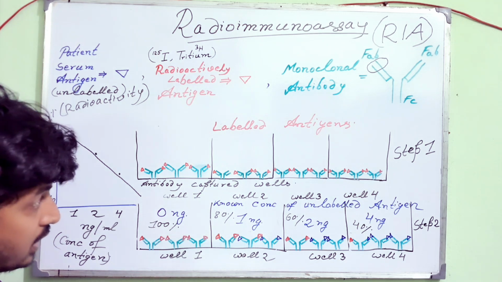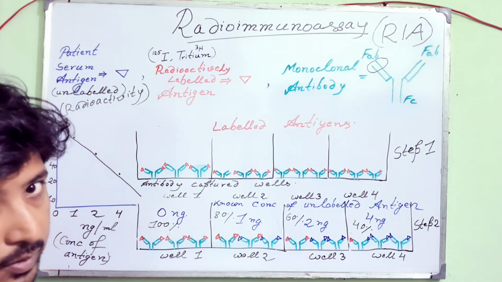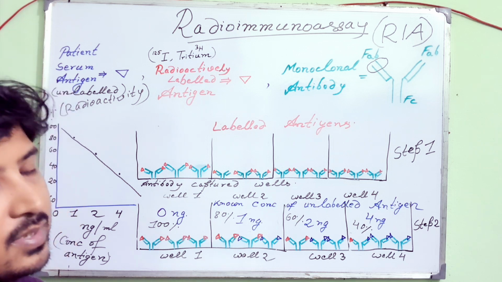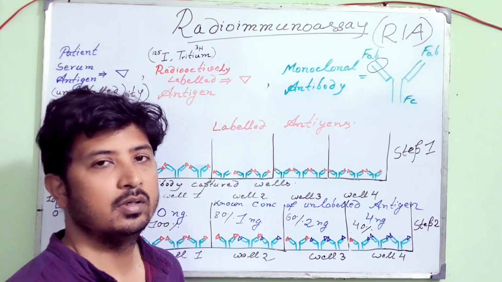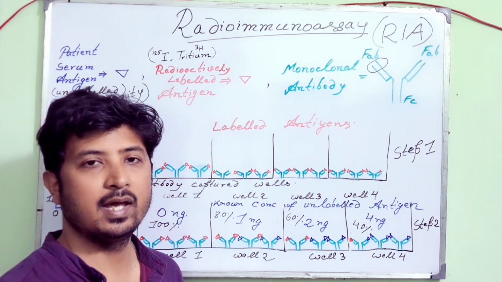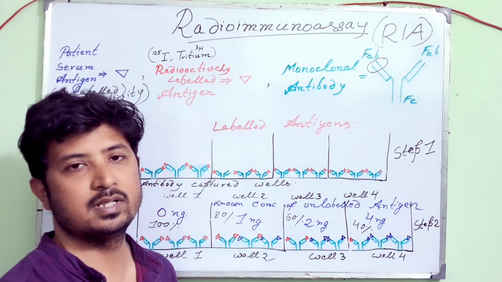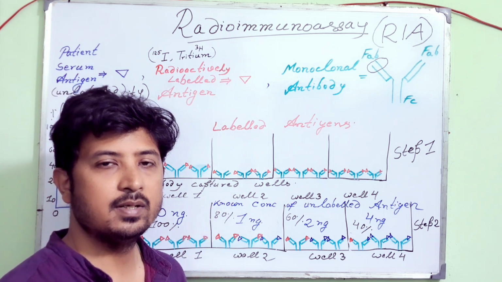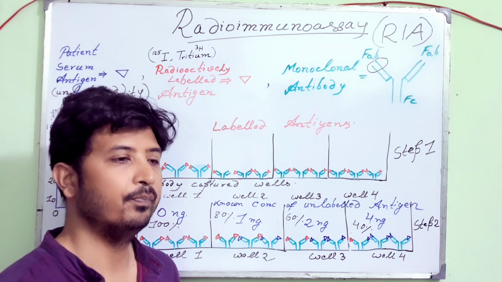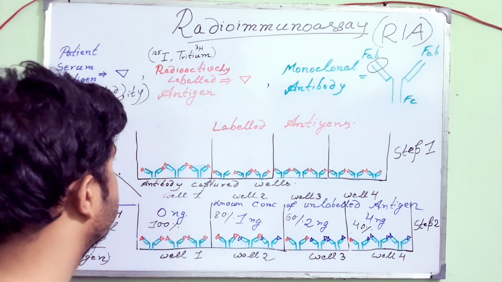Now suppose go to the experimental plates or experimental wells where you don't know the concentration of the serum antigen. You do not know that patient 1 or patient A has how much concentration of the antigen, patient B has how much concentration of the antigen, you don't know. So let's consider patient A.